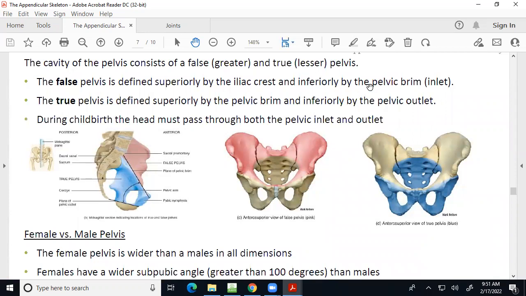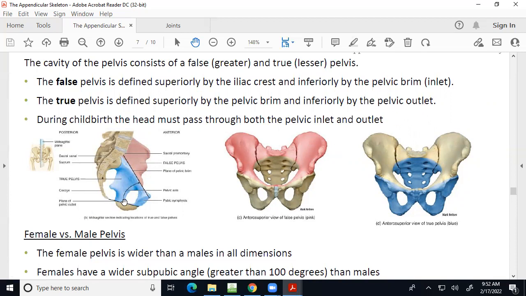And then inferiorly, it's defined by what we call the pelvic brim or pelvic inlet, which they've drawn a line across here in this mid-sagittal section to show it. And then here you can see where the pink color kind of cuts off. Think of this like just the not true pelvis, hence the name, whereas the true pelvis shown in blue is defined superiorly by what we call the pelvic brim or pelvic inlet. And then inferiorly, it's bordered by what we call the pelvic outlet.